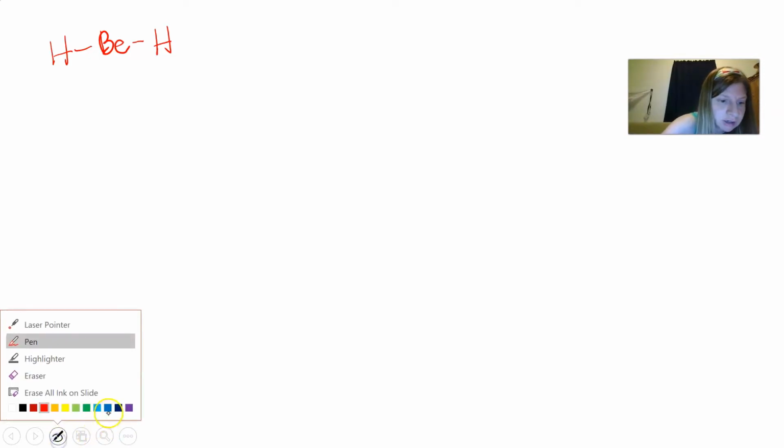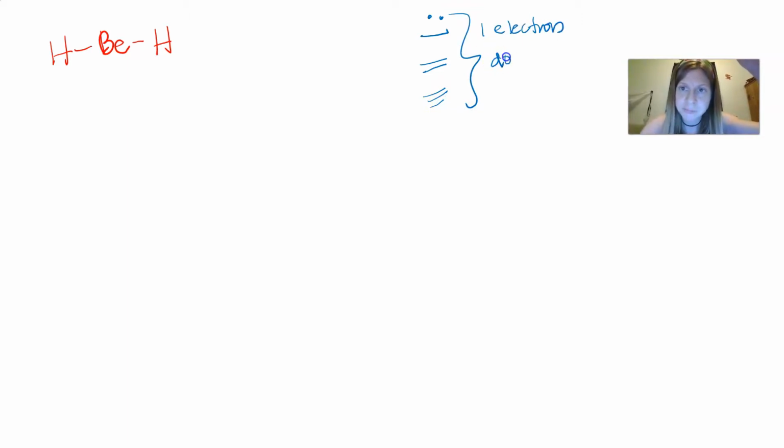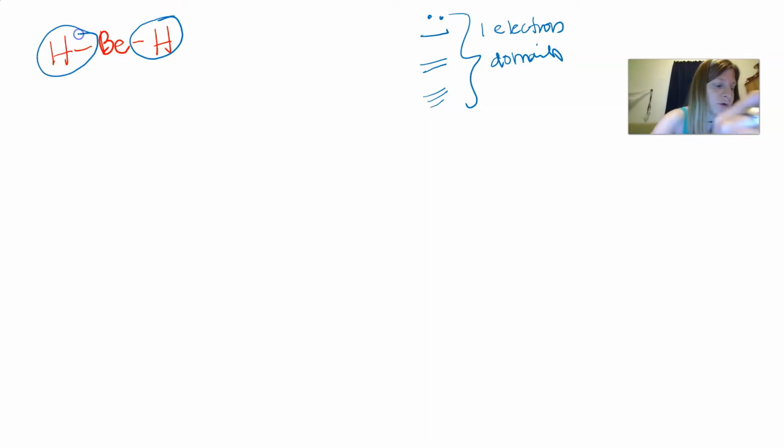Just again, a reminder: one pair of dots is an electron domain. A single bond is an electron domain. A double bond is an electron domain, and a triple bond also counts as 1 electron domain. Okay, so we have 1, 2 electron domains.